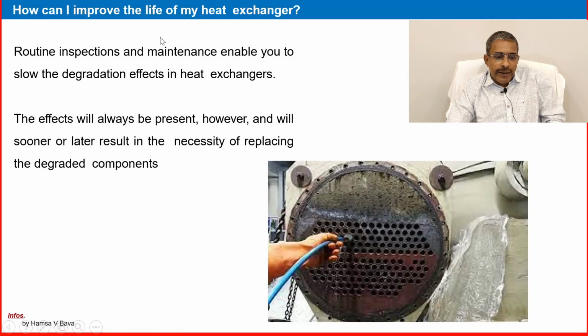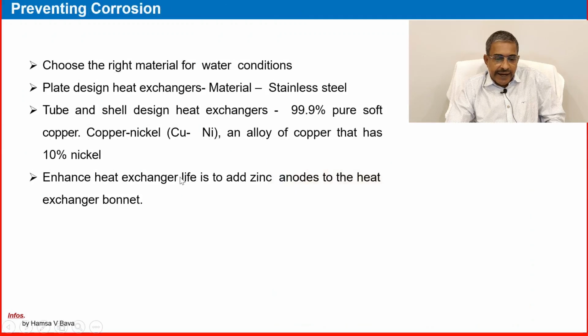So how can I improve the life of a heat exchanger? Routine inspection and maintenance enable you to slow the degradation effect in heat exchangers, and monitoring the temperature and pressure flow rate continuously also can maintain the corrosion level at a minimum. The effects will always be present, however, and will sooner or later result in the necessity of replacing degraded components.